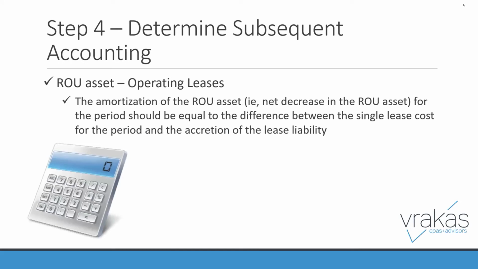Under the operating lease designation, your right of use asset, they actually, in many of the guides, call this the plug method, because essentially the amortization of your right of use asset is going to be a plug. The difference between the single lease cost, that straight line amount that you're recognizing, and the accretion of your liability for that particular period. The plug would go to decrease the right of use asset, or amortize the right of use asset, for that period.